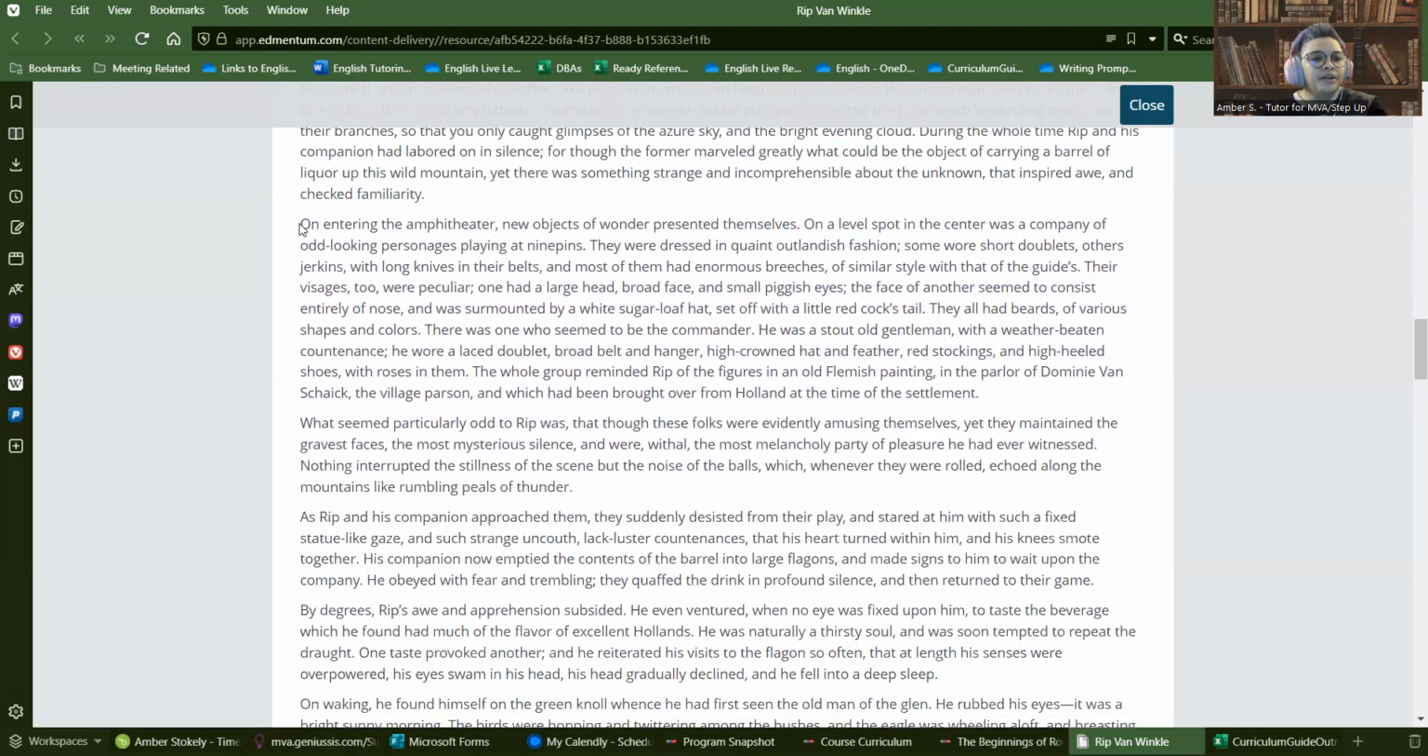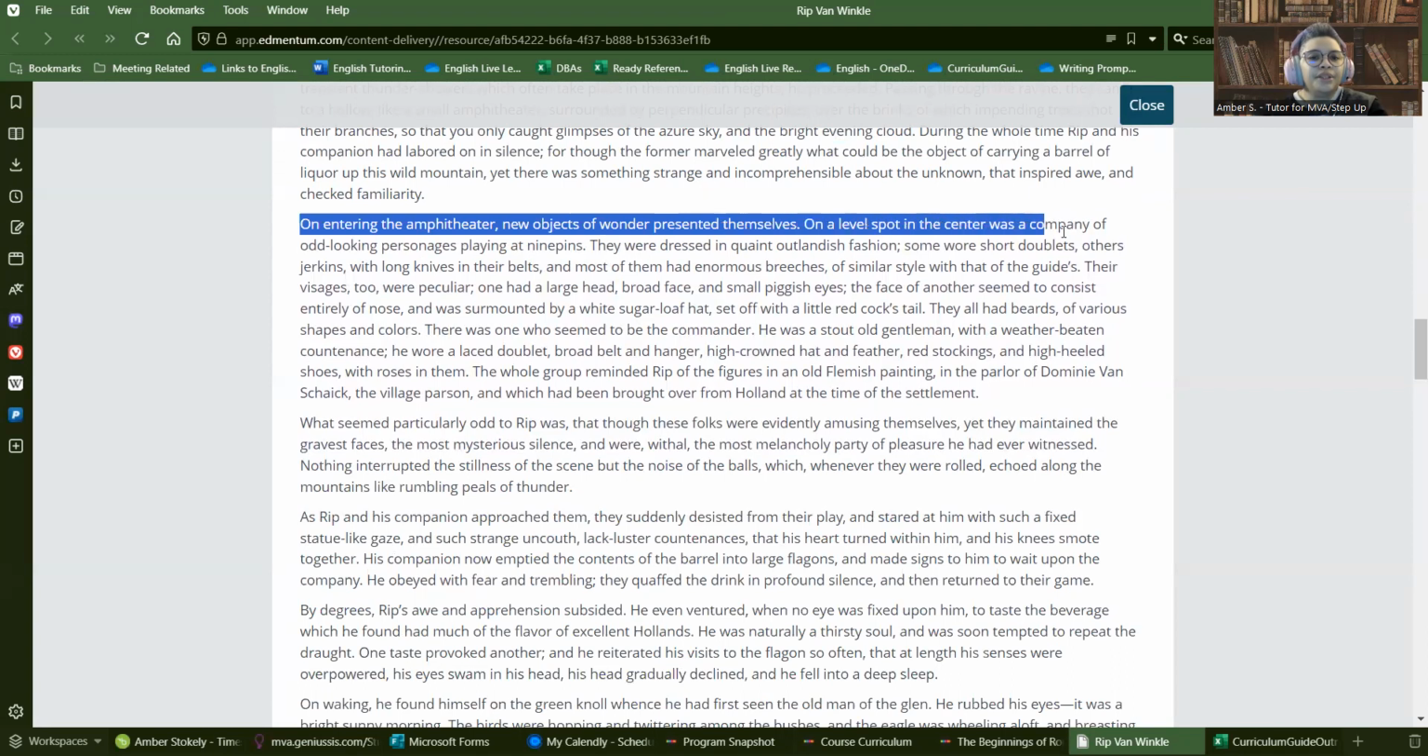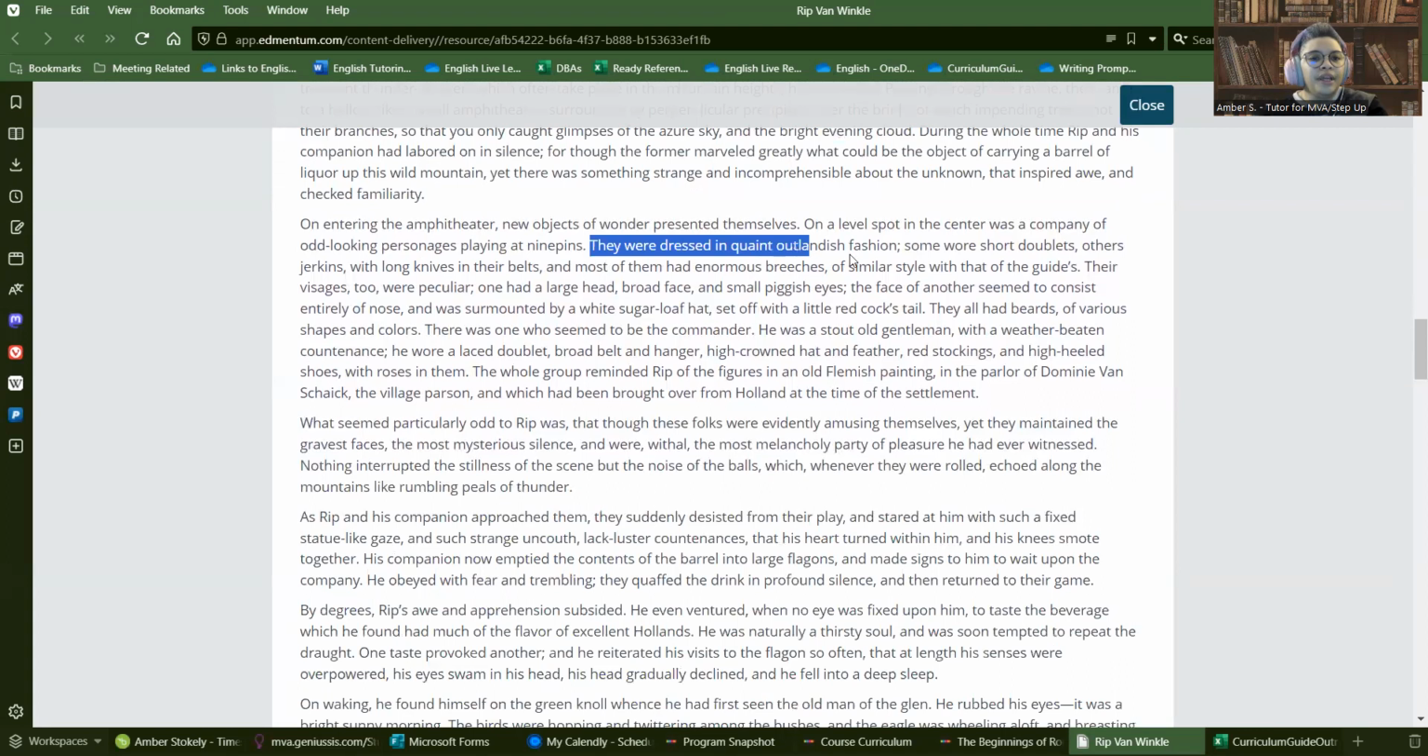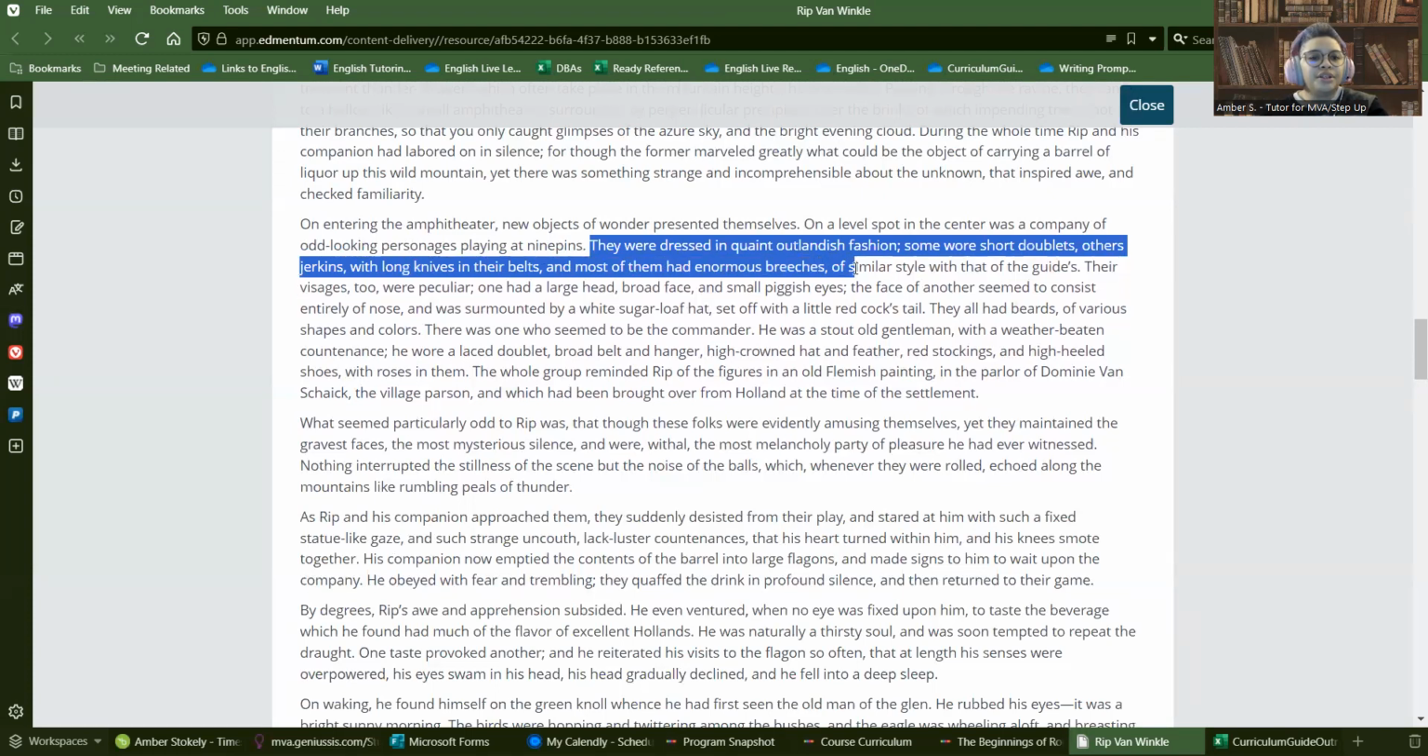On entering the amphitheater, new objects of wonder presented themselves. On a level spot in the center was a company of odd-looking personages playing at nine pins. So that's basically bowling. So people at the center of this stadium space are bowling. They were dressed in quaint, outlandish fashion. Some wore short doublets, others jerkins, with long knives in their belts, and most of them had enormous breeches, of similar style with that of the guide.